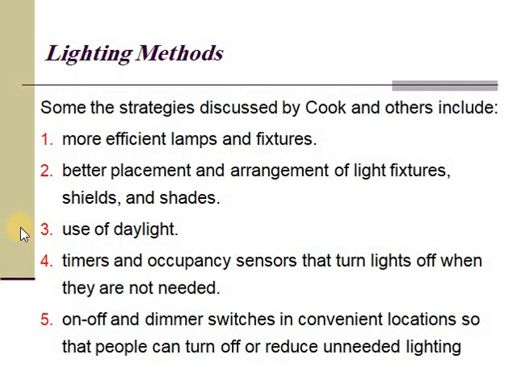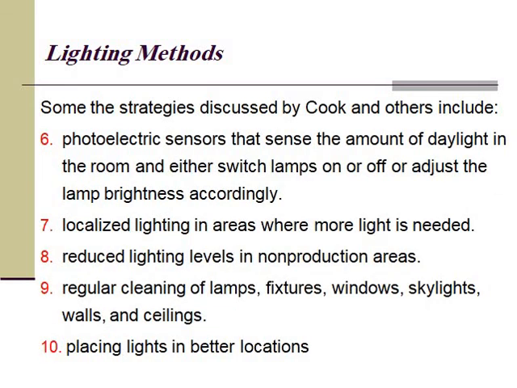The first strategy is to use more efficient lamps and fixtures and to have a better arrangement of these light fixtures, using daylight, using sensors that turn lights off when they are not needed, on-off and dimmer switches so that people can turn off or reduce unneeded lighting, photoelectric sensors that sense the amount of daylight in the room and either switch lamps on or off or adjust the lamp brightness according to that, localized lighting in areas where more light is needed, reduced lighting levels in non-production areas, and regular cleaning of lamps and fixtures, windows, walls and ceilings, placing lights in better locations.